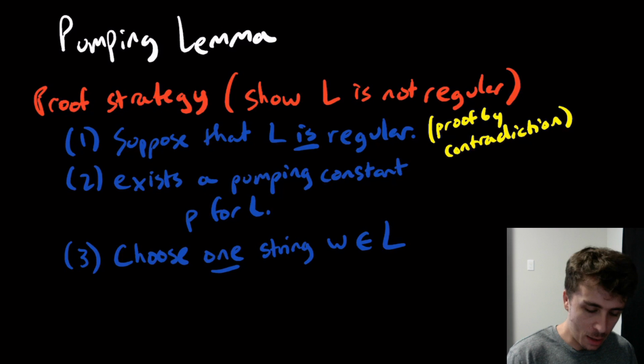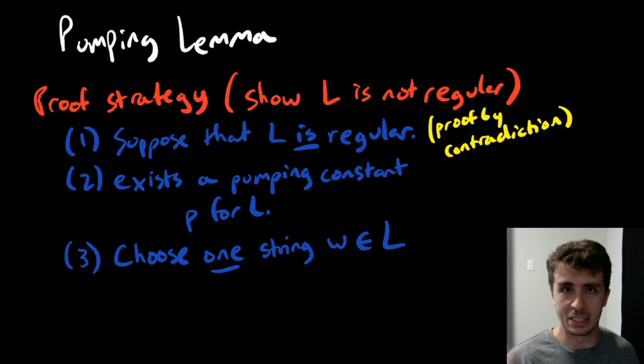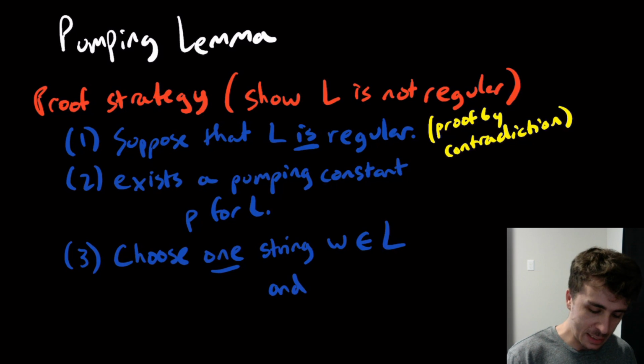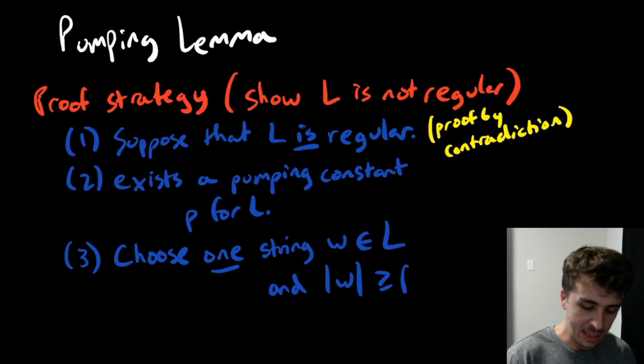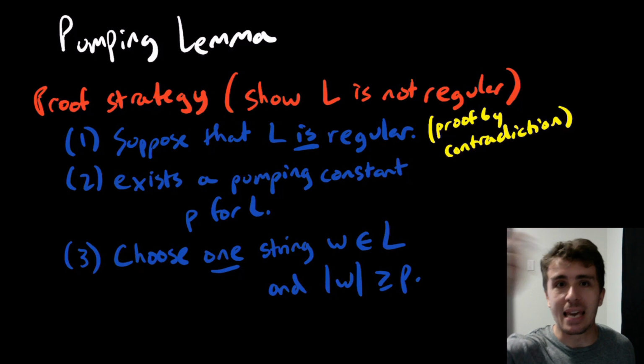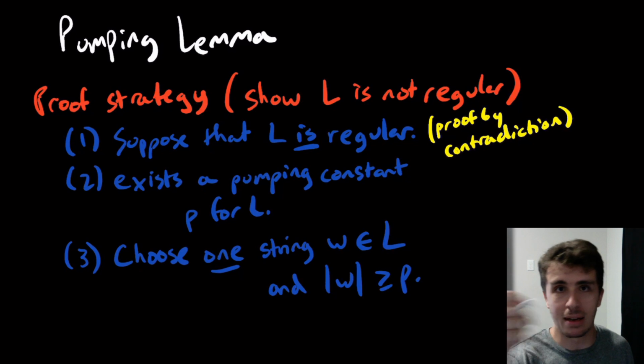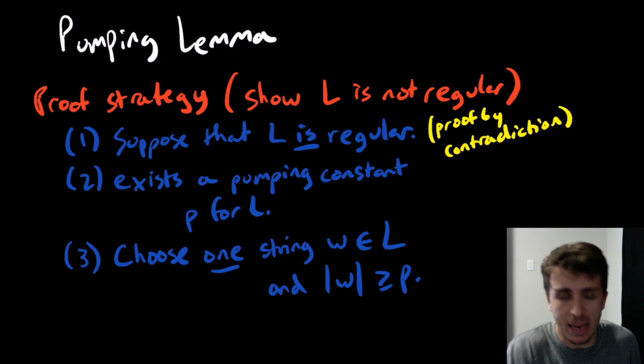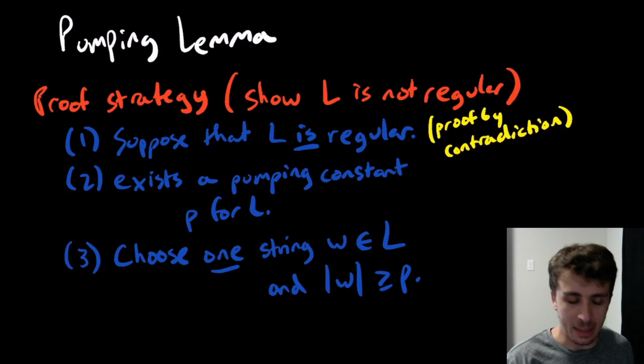One string W in L. A lot of students miss this. You have to pick a string in the language because otherwise you can't say anything about it. And the length of W is at least P, where P is this pumping constant from earlier. A lot of students miss this too. If it's not of length at least P, we can't guarantee that there's the loop in the DFA, and therefore we might not be able to pump it anyway. So we wouldn't be able to say anything there. So we need to have both properties here.